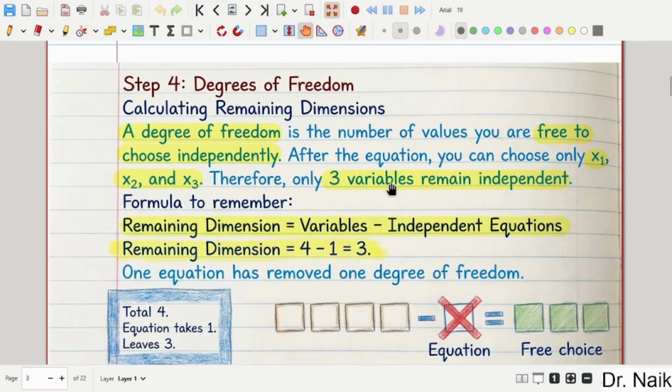So what do we mean by degrees of freedom? A degree of freedom is the number of values you are free to choose independently. In our question, after the equation, we can choose only x1, x2 and x3. Therefore, 3 variables remain independent. The formula for remaining dimension is variables minus independent equations, that is 4 minus 1 is equal to 3.